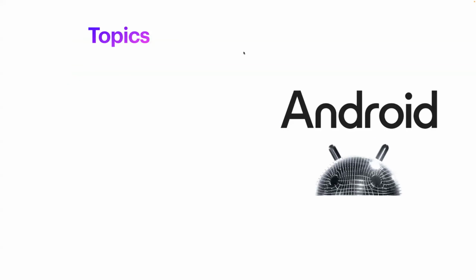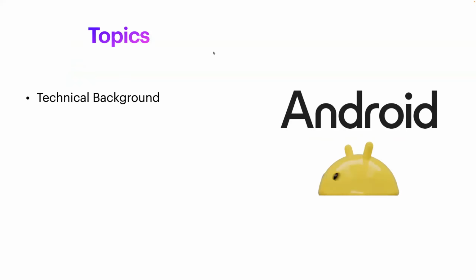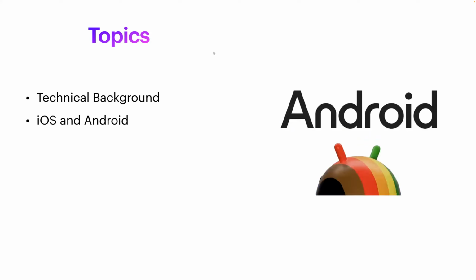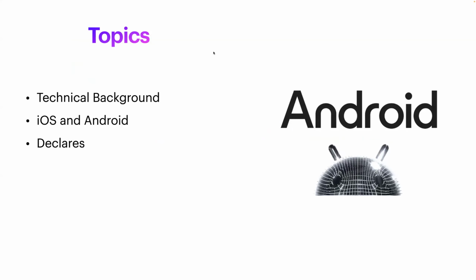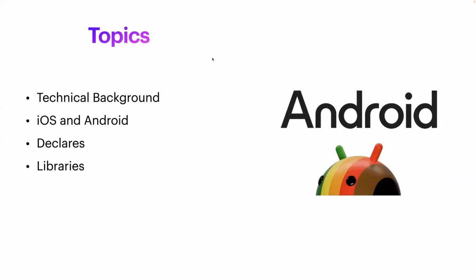All right, so let's hit what some of the topics are we're going to cover today. I'm going to give you a brief technical background of Android and how it works. We'll talk a bit about iOS and Android and what their similarities and differences are. And then we'll look at how you can make declares in Android, and we'll look at a few quick examples. And then I will show you how you can create a library in Android and also look at a couple examples. And then at the end, I'll take questions.